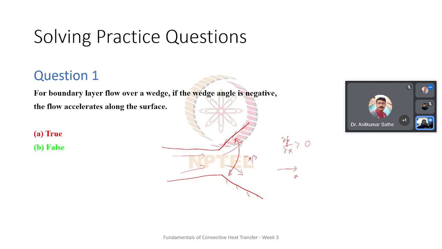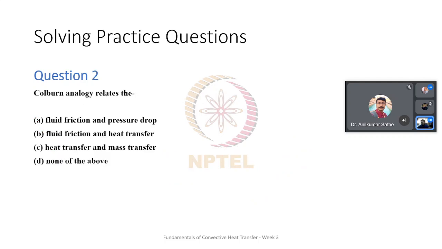Moreover, in situations like this, there is a risk of flow separation. So during engineering design of such systems, this has to be kept in mind. So this was a simple one. Moving along, we move on to question number 2 of today's session.